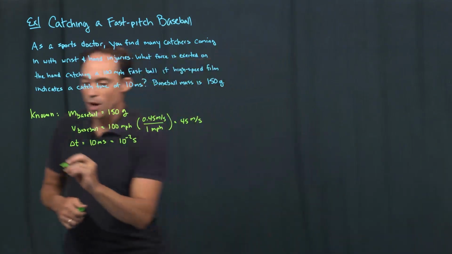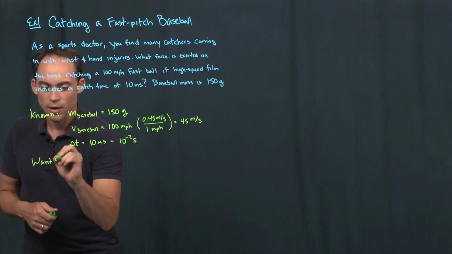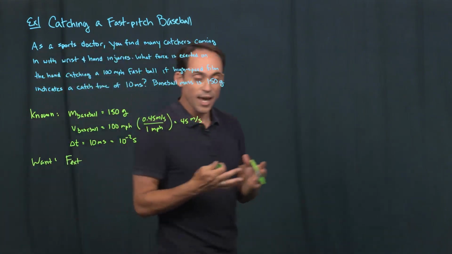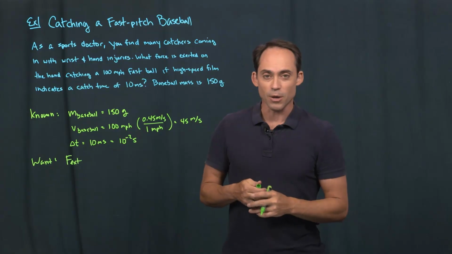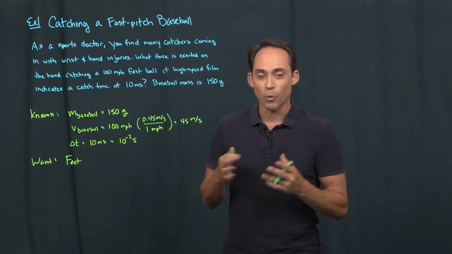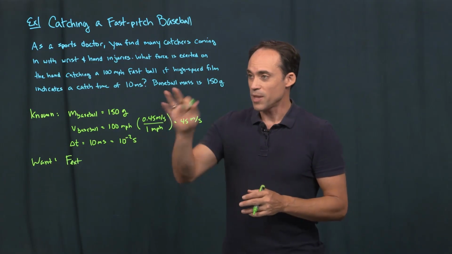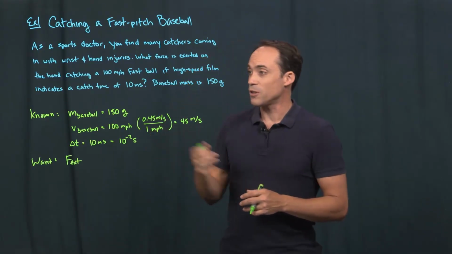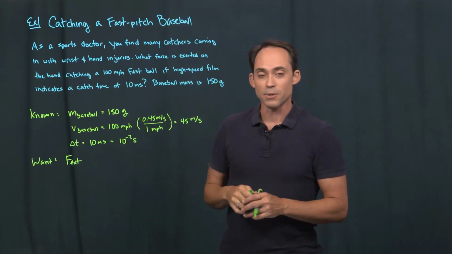Now, the thing that we want is the external force acting on the hand as a result of stopping this baseball. And we'll talk a little bit at the end here about where that actual external force comes from. But that's the force we want to look at in terms of the injuries. Now, the next step is to look at how this problem sets up into different acts.